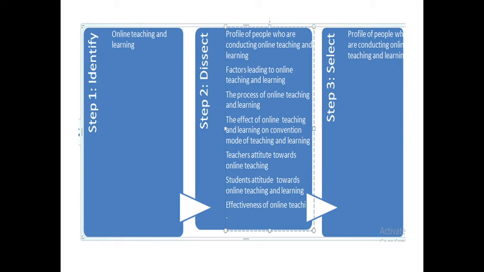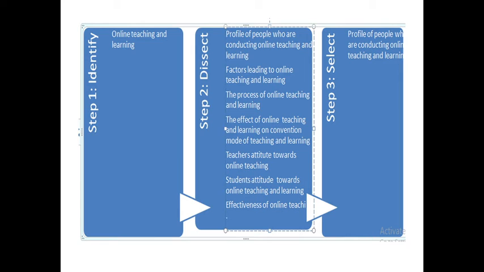So here you see in the example, the topic or the broad area chosen or identified is online teaching and learning. So this is step 1, that is identification of the broad area. Now this broad area needs to be dissected, or separated, or the various aspects of that particular area need to be found out. So that is step 2, that is dissecting the broad area.